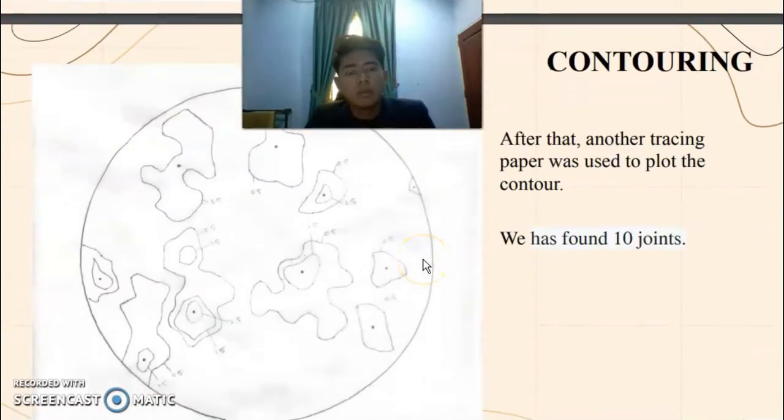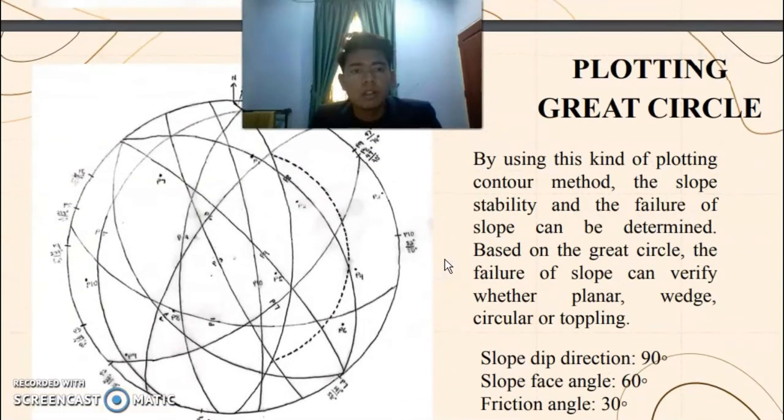After that, another stereonet paper was used to plot the contour. Based on this contour, we found 10 contours and 10 center points of the contour. Last but not least is the grid circle. By using this plotting and contour method, the slope stability and the failure of the slope can be determined. Based on the grid circle, the failure of the slope can be verified as either planar, wedge, circular or toppling. As you can see, we used a slope dip direction of 90 degrees, a slope face angle of 60 degrees, and a friction angle of 30 degrees.